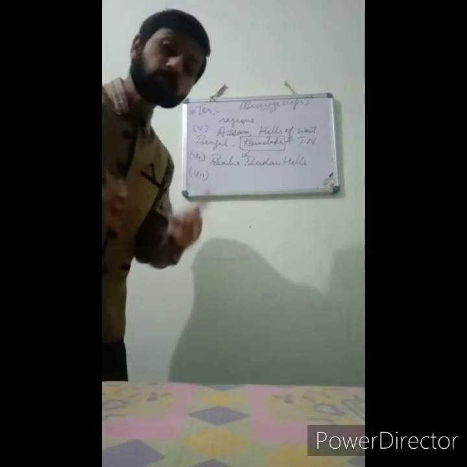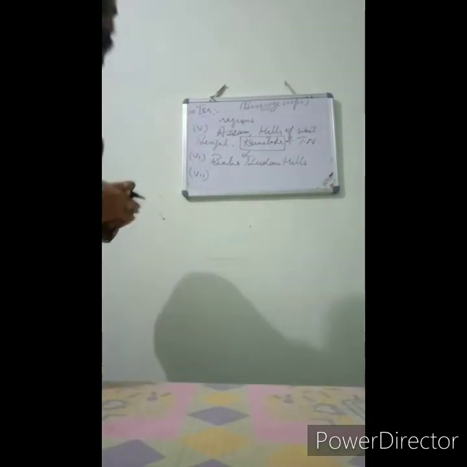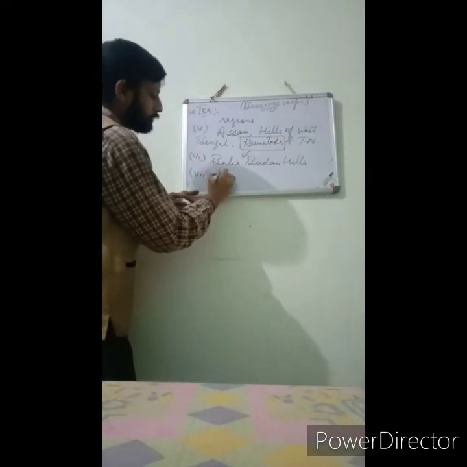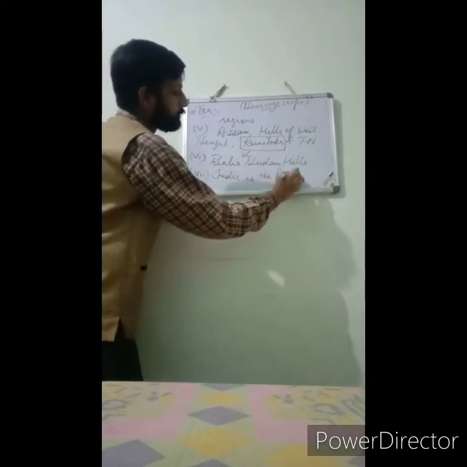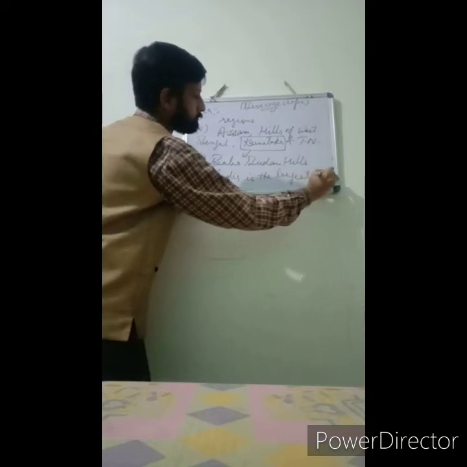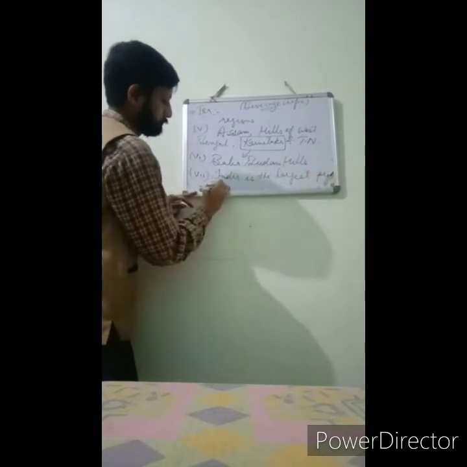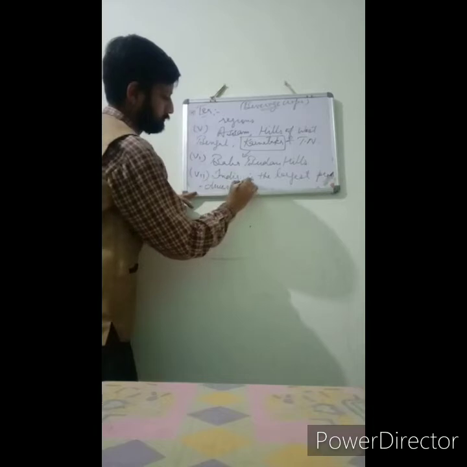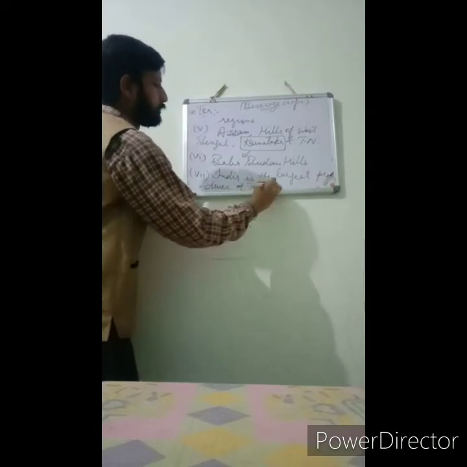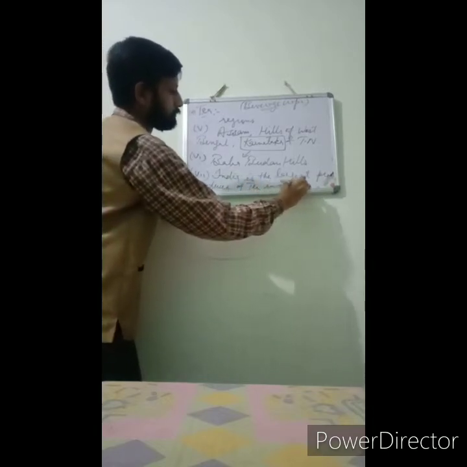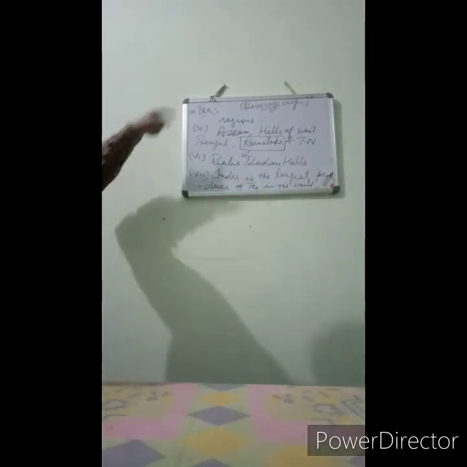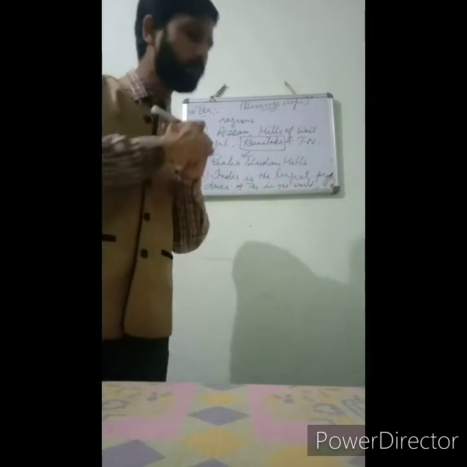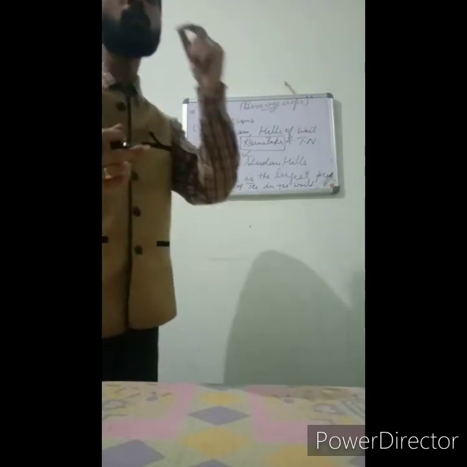Number 7. India is the largest producer of tea in the whole world. You can write it also. India is the largest producer of tea in the world. So this was the information about the crop of tea, which is in the form of plantations.